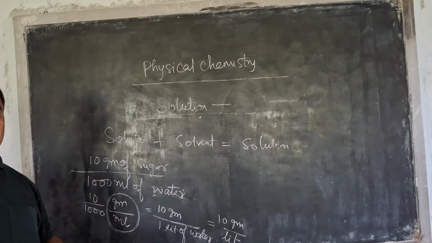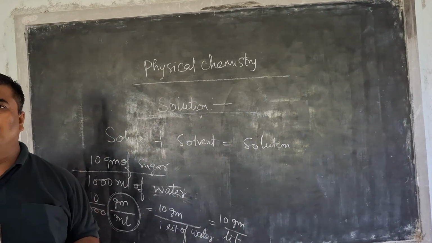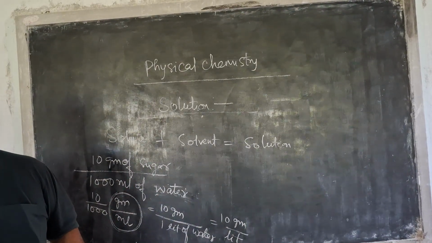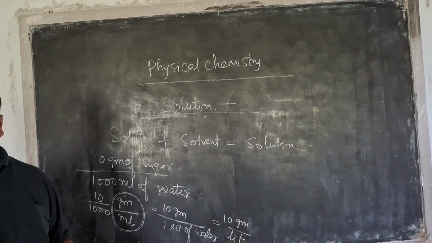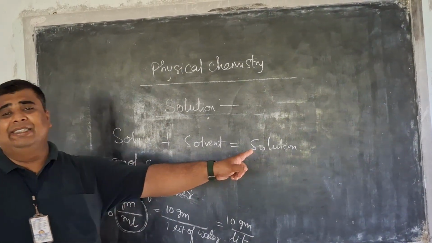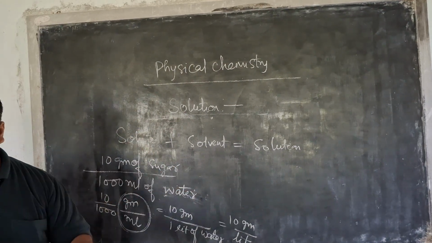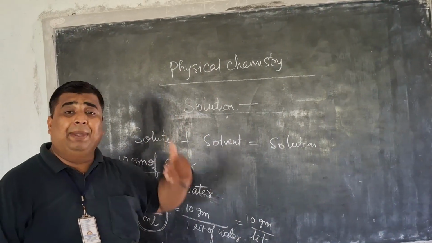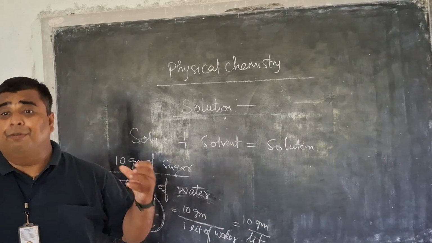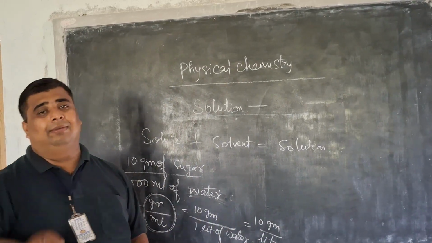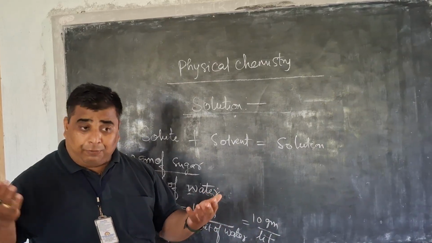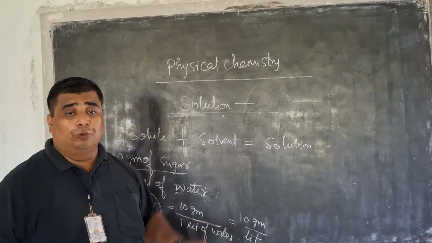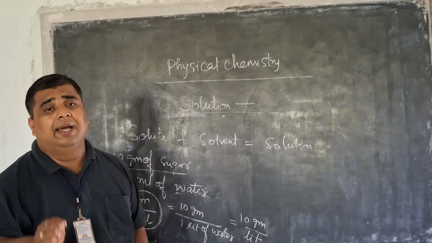The next point is, how can you know that this solution is of less concentration and this solution is of high concentration? By properly recognizing the concentrations. Every solution has its concentration. The concentration can be expressed in different formats. Today's topic is on that: what are the different ways to express the concentration of a solution?